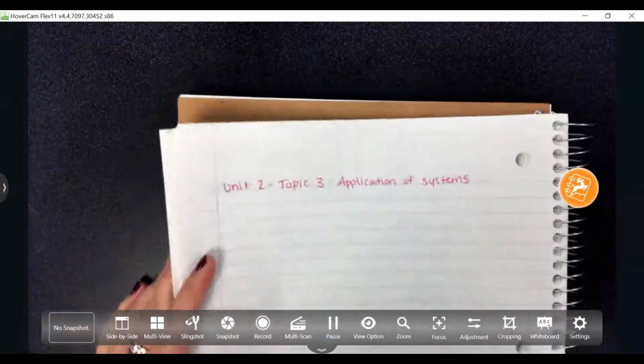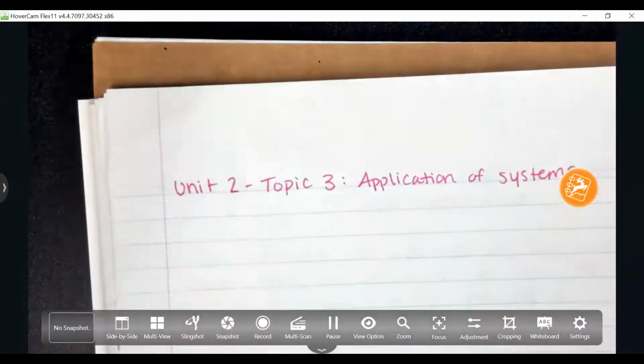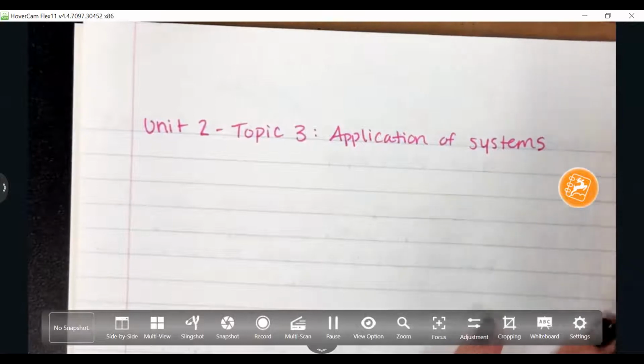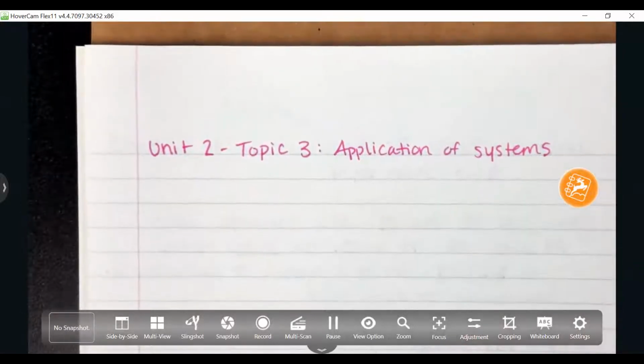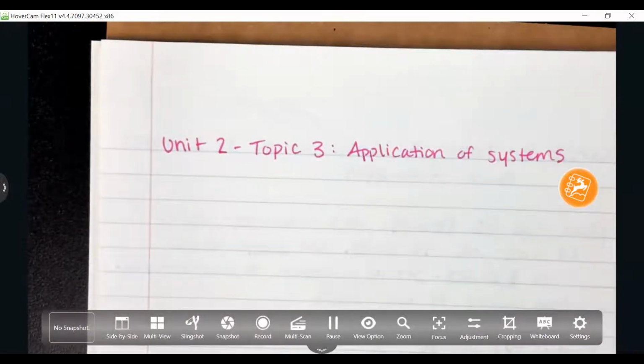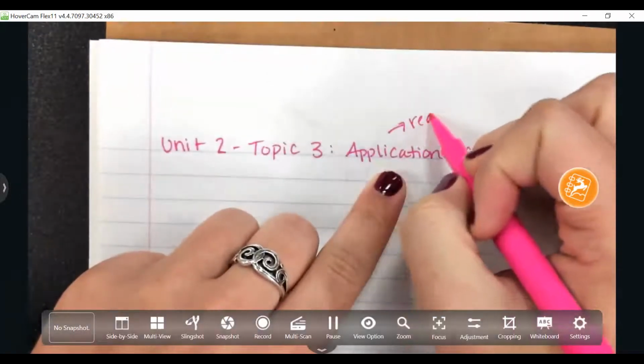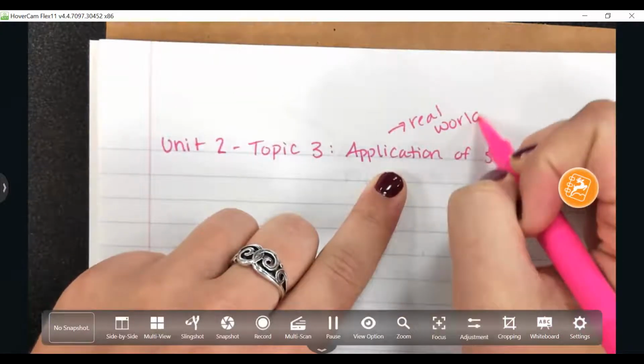All right, so here we go. At the top of your paper, you should have Unit 2, and you should have Topic 3. Application of systems. That's the name of this. Application just means real world. What does this really look like?